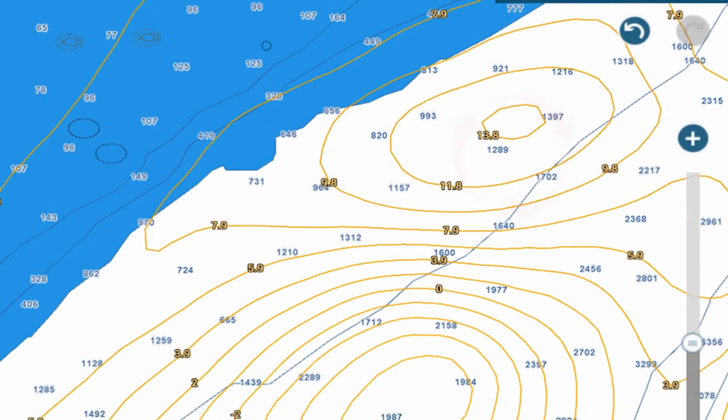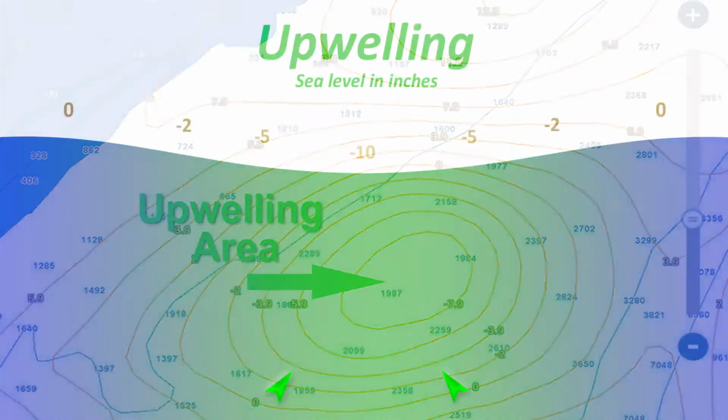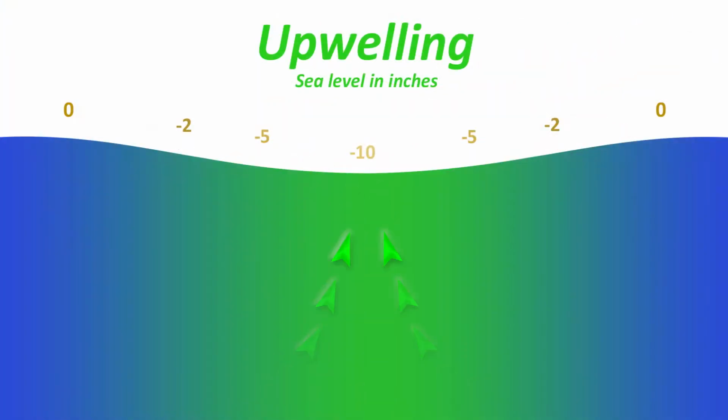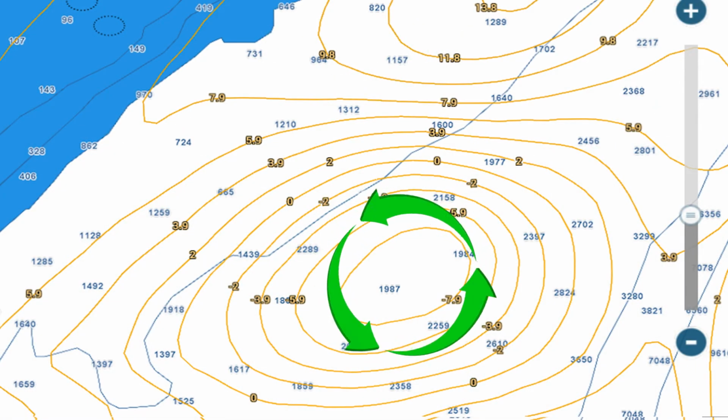By contrast, the center of an upwelling will be a circle with negative numbers or a low eddy, represented with lighter orange lines. In this area, the sea surface height is at a low point. Therefore, it will be beginning to rise, bringing cooler, nutrient-rich water up from the bottom. An upwelling eddy produces a counterclockwise current.